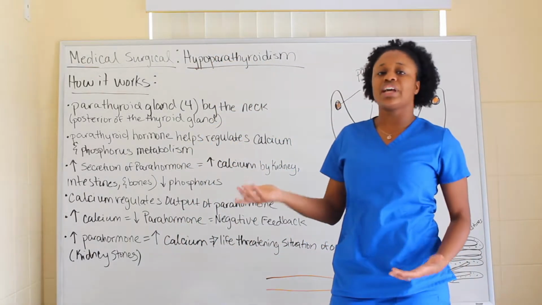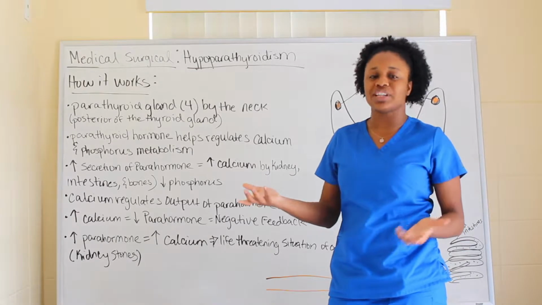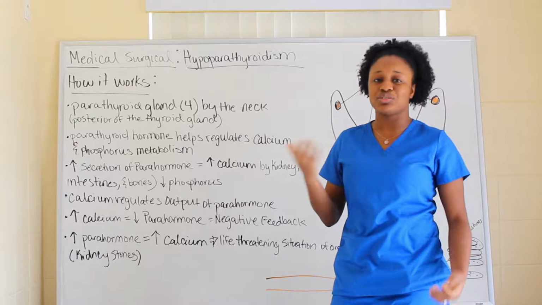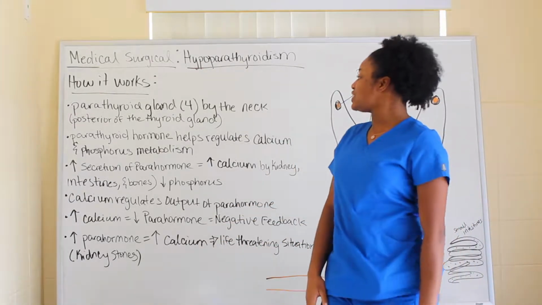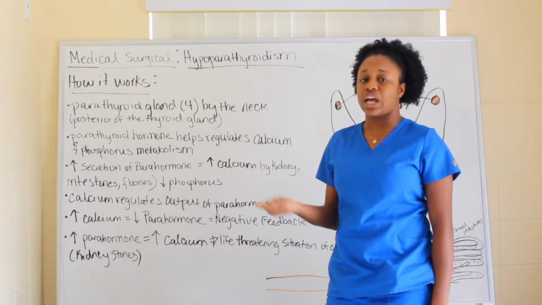Now you may say, okay, what is going on? What's the purpose of the parathyroid gland? So the parathyroid gland secretes a hormone, also known as parathyroid hormone, right? That's easier to understand or to remember. And it helps to regulate calcium and phosphate metabolism.